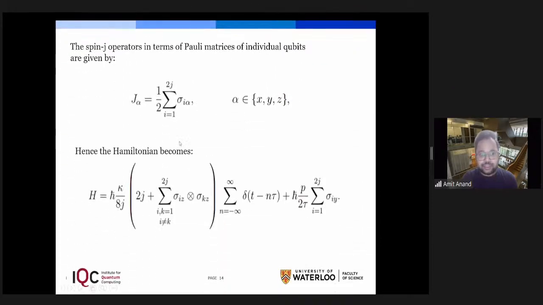The Jx, Jy, Jz that I showed before are written in terms of Pauli matrices. So when we write the Hamiltonian in a qubit basis, it looks something like this. These are the single qubit operations, which are given by this P, and this part, the non-linear part in the actual Hamiltonian, turns out to be the correlation terms in the qubit picture.